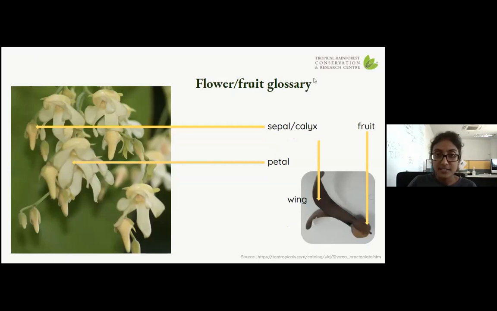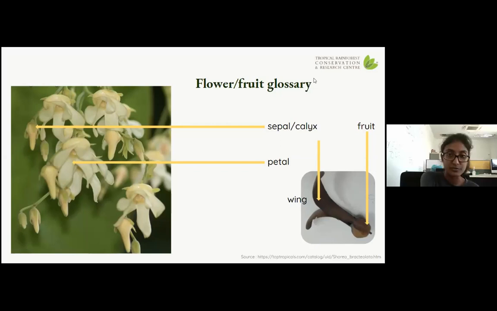Next is for flower and fruit. So you see the sepal or calyx. This is the greenish part that is located at the bottom of the petal. The petal is the whitish color that you see. When the fruits start to develop, the petals will drop off. The interior part will develop into the fruit, and the calyx or the sepal, the greenish part, will develop into the wings of the fruit.